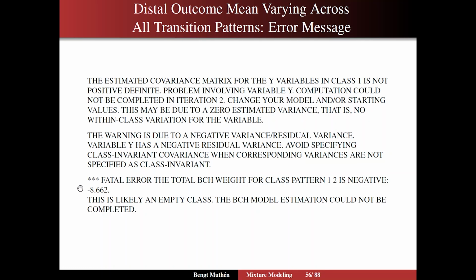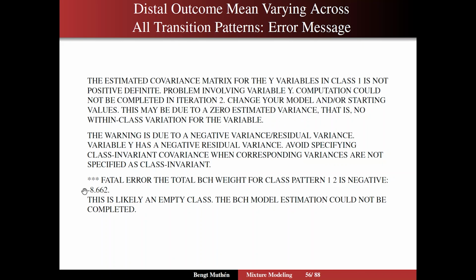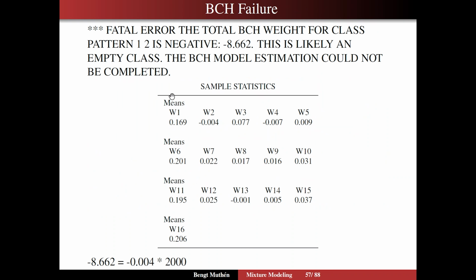The fatal error: the total BCH weight for class pattern 1, 2 is negative. This is likely an empty class. The BCH model estimation could not be completed. So, BCH failure. Slide 57 then. We repeat that the fatal error, total BCH weight for class pattern 1, 2 is negative. That's what we said on the last slide, right? Yes, but down here, slide 57, negative 8 point something, likely an empty class.